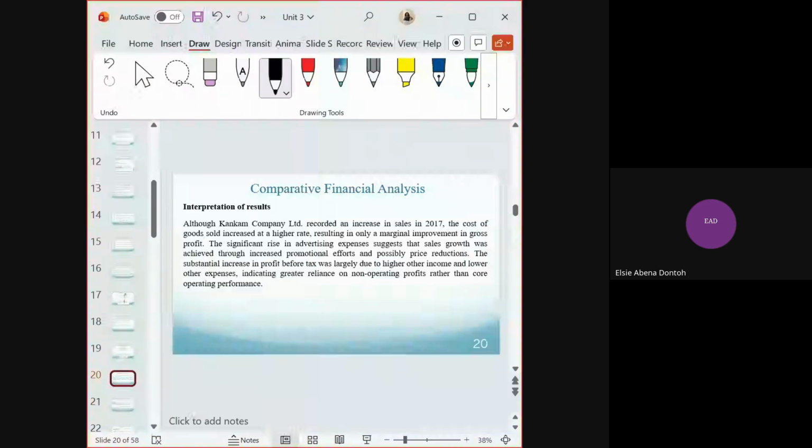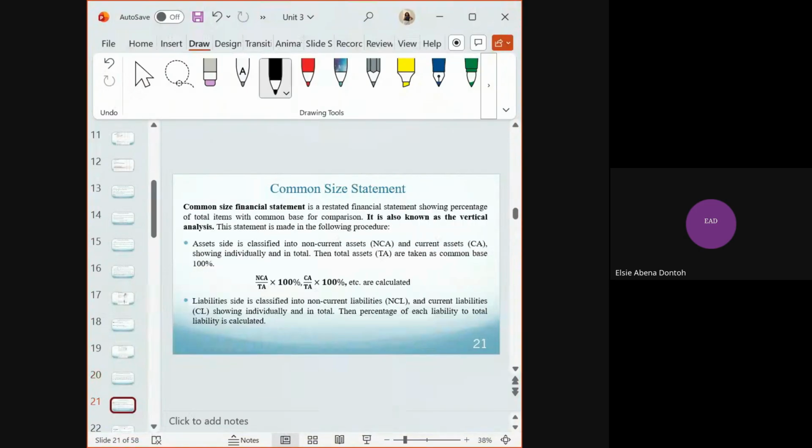So meaning that they rely more on non-operating profits rather than core operating performance. Then we'll move on to common size analysis. Who helps me? Common size analysis.